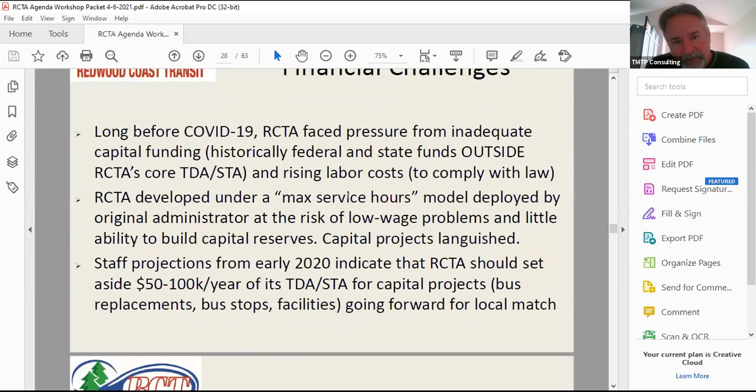We developed under what you would call a maximum service hours model, just how the original administrator and board envisioned this. So our wages have always been around minimum wage, which has its own issues. And there was never enough money for capital projects. So the fleet at times has fallen behind in replacement, and the bus stops have been an area of concern for quite some time.